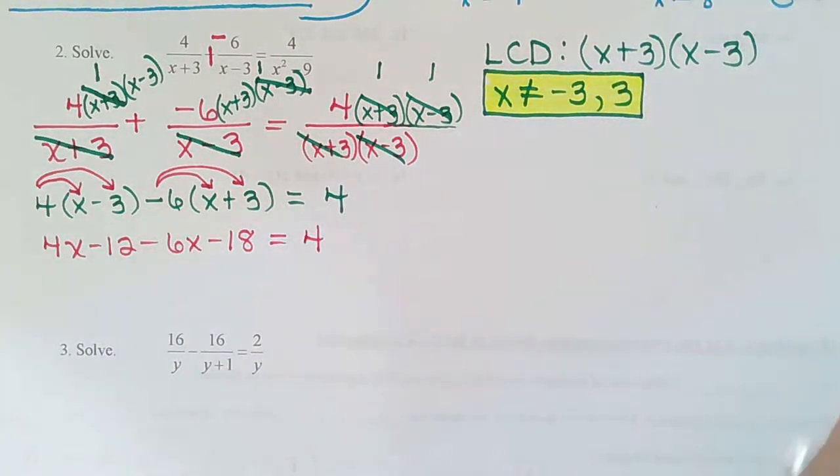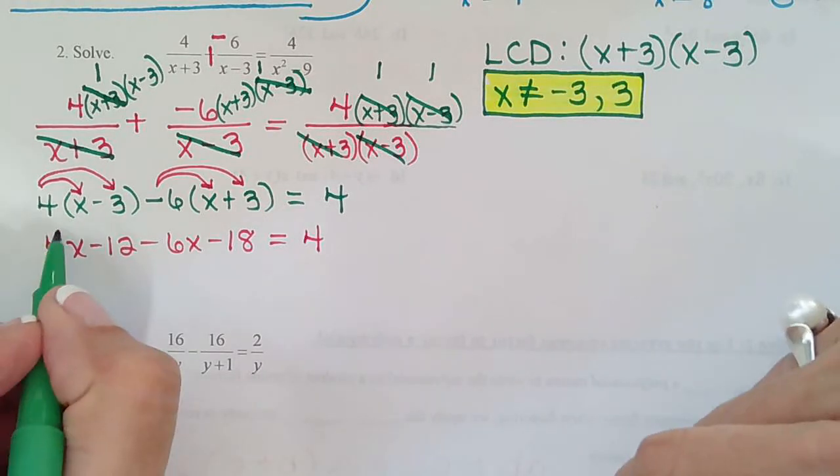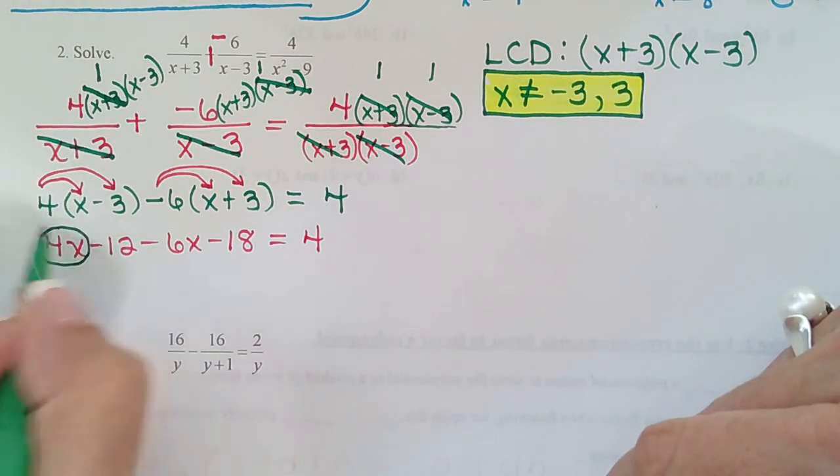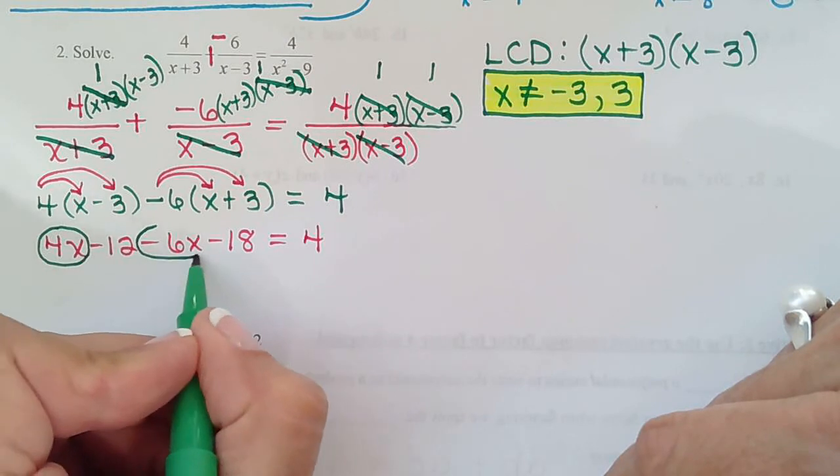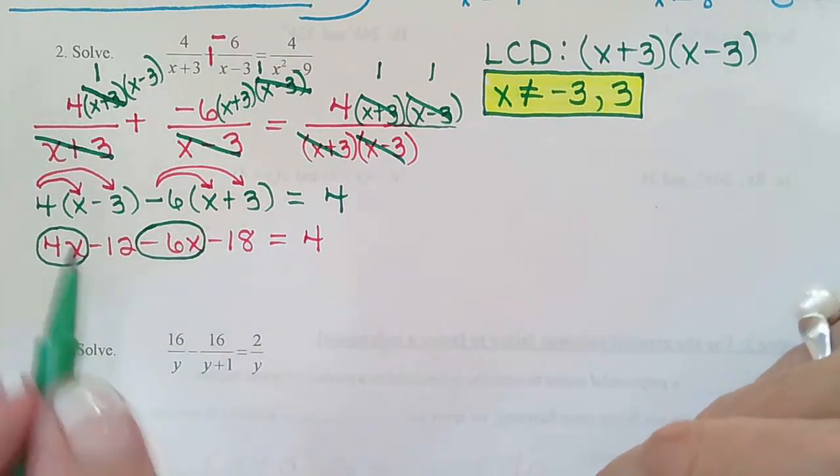So combining like terms, we're going to have, boy, this is starting to look like Christmas here, isn't it? Wrong month.